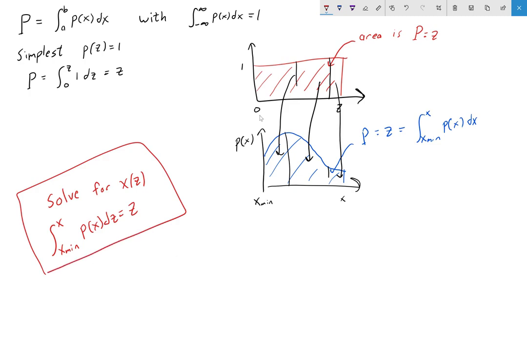And again, you have to do that integration by hand. This is only practical if the integration is analytic, so that you can then invert your math here to get x as a function of z. Let's look at an example. We're going to do radioactive decay.